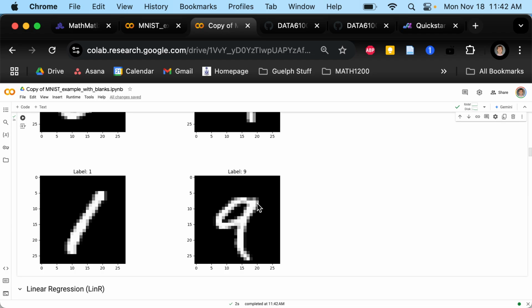I think we did this one earlier in the course. Any questions or comments about the data set? So the question is, can we use our neural network to do it? And the first thing we're going to try is linear regression.